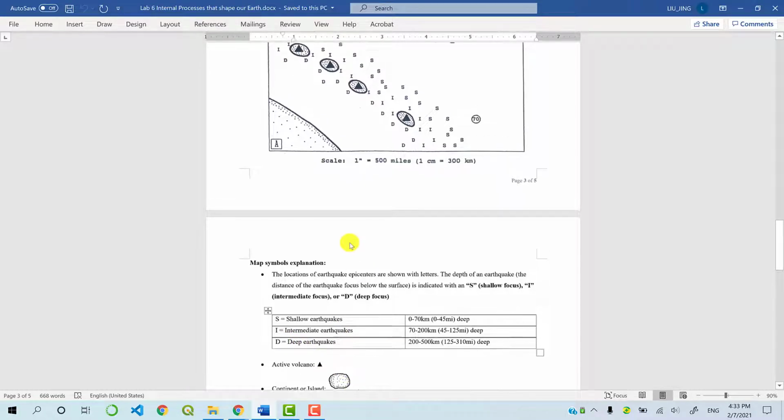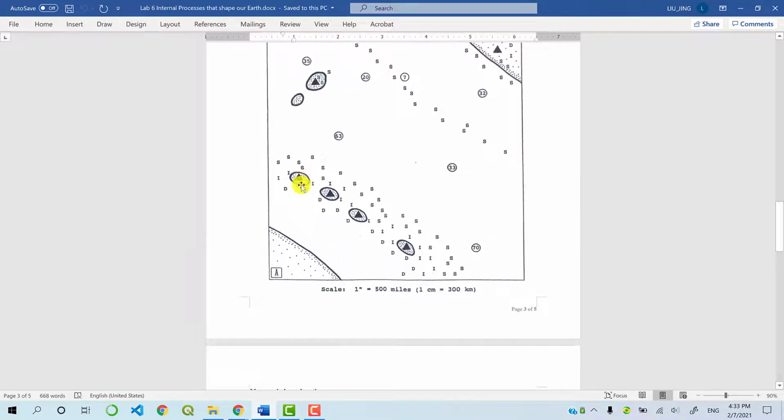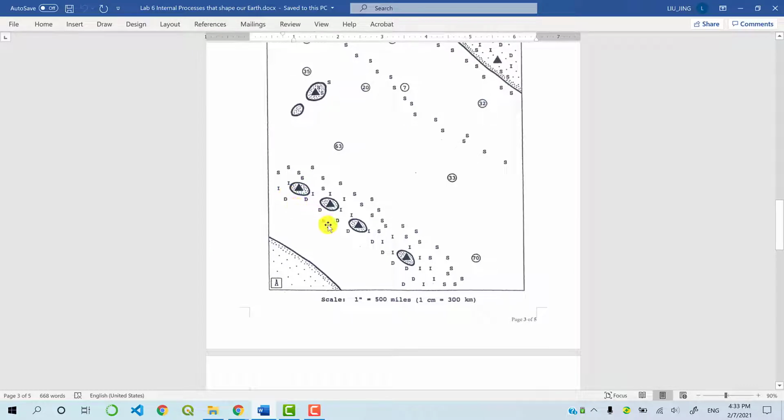What does that mean? If you have a D, that means a deep focus earthquake, meaning the earthquake happened very deep in the crust. I means intermediate depth, and S means a shallow focus earthquake. And you can see it's very interesting. Along here, sort of like a line, you have earthquakes from shallow to intermediate to deep, and then they go beneath this island, this continent, or island.